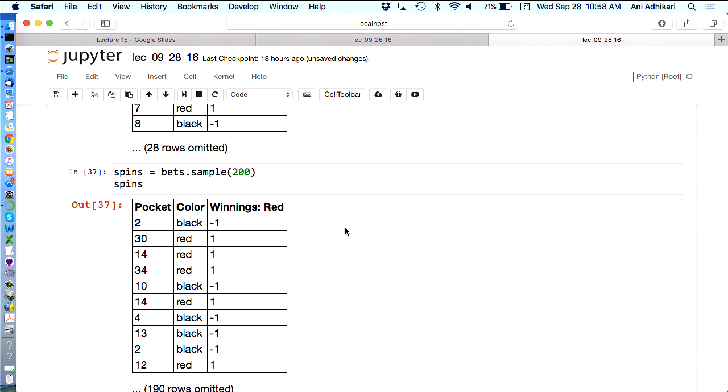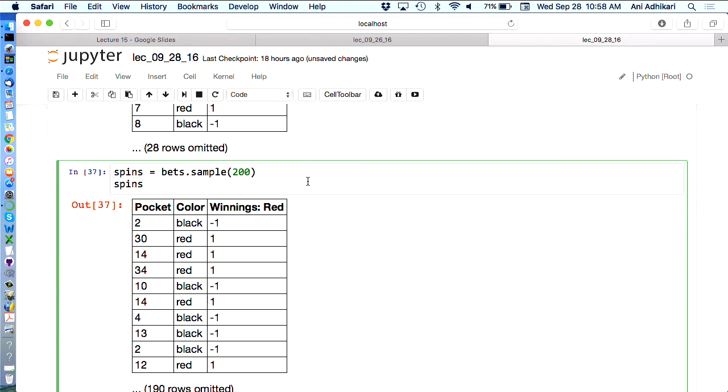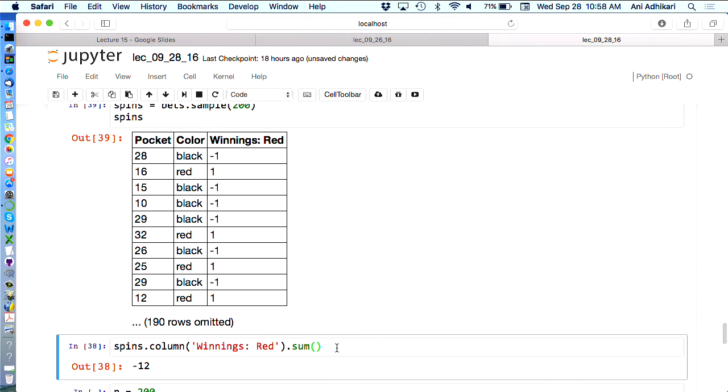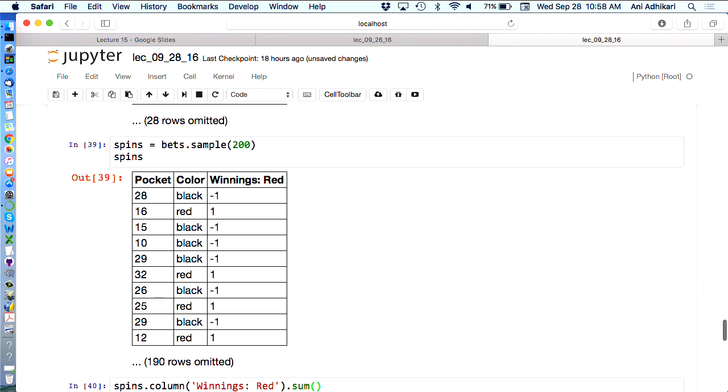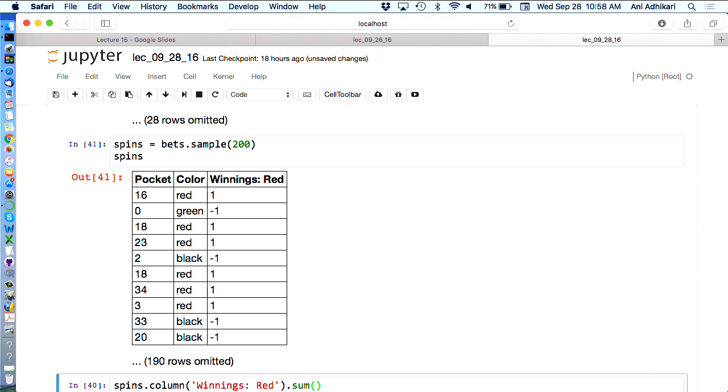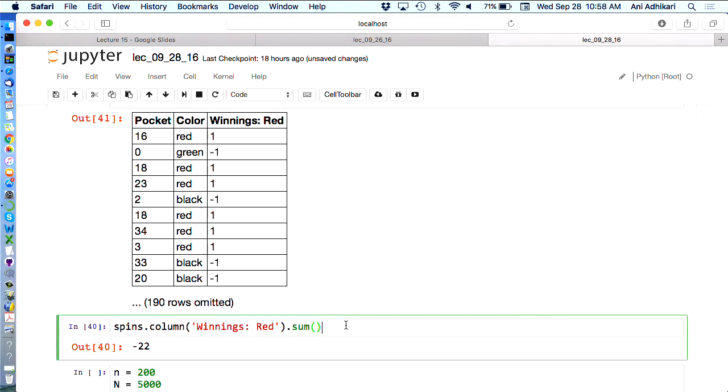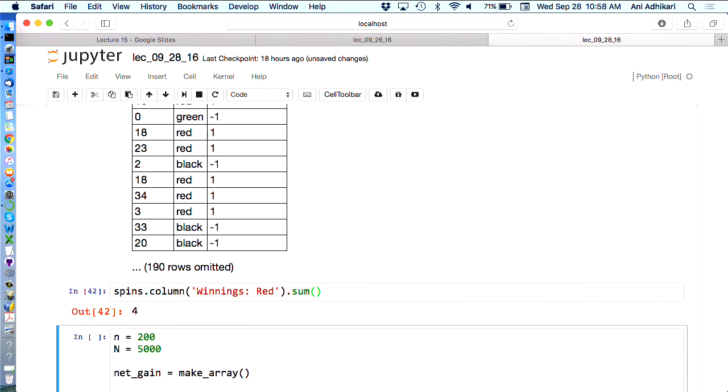Okay. So how about we try again? We spin again, okay? Something different. You lost $22. You made $4. You're on a roll. Maybe you should play again. Okay. So you can see we can stand there doing this over and over again, or we can do what? We can write a for loop. We can simulate. This is what we've been learning all this time.